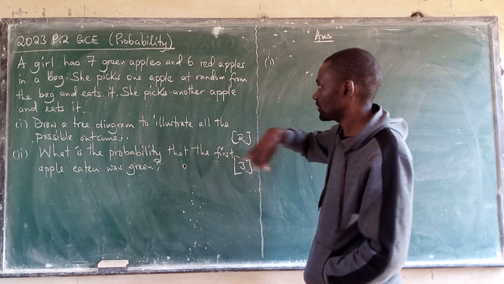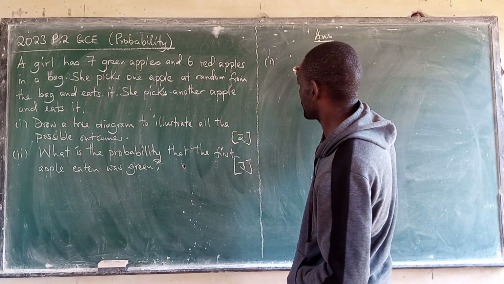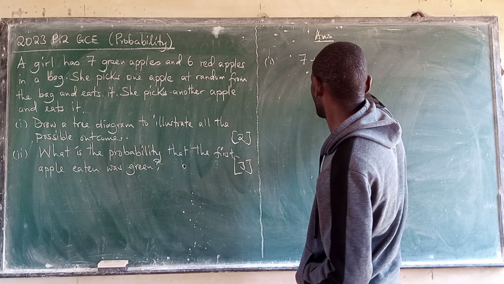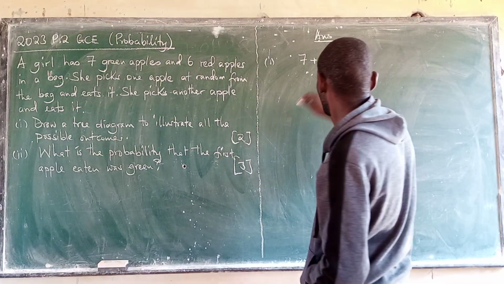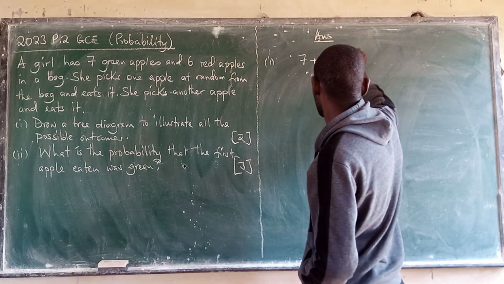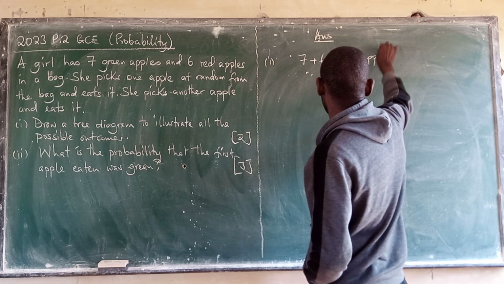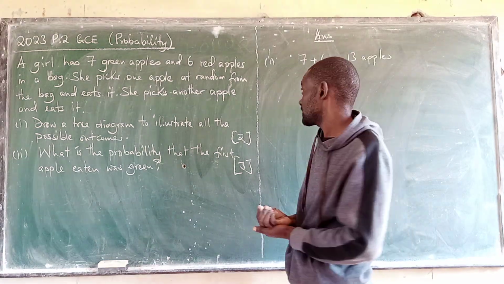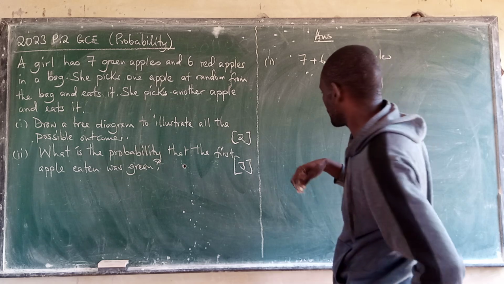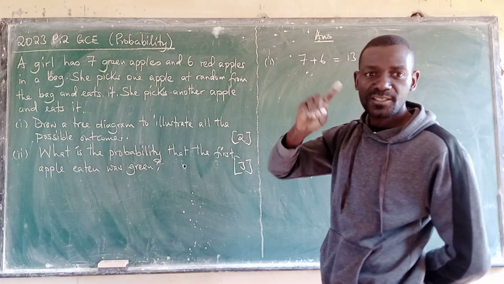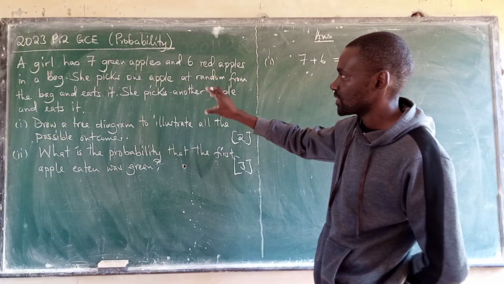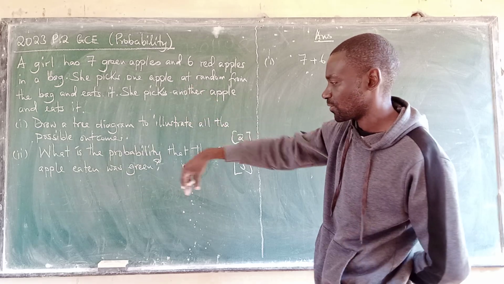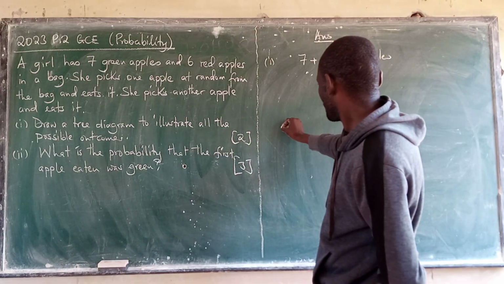So if you look at what we have here, we have 7 green apples, and then we have 6 red apples. So if we add, that simply means she has all in all 13 apples. So we can say the number of elements in the sample space is 13. Now our tree diagram will be like this. Since she's eating, it means the apples are being selected without replacement, because once she eats, then it can no longer be taken back. So we'll do this.